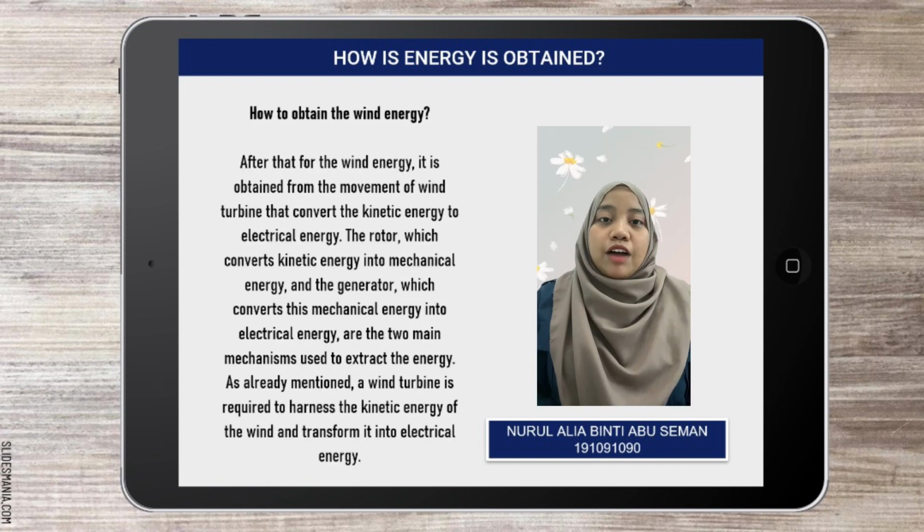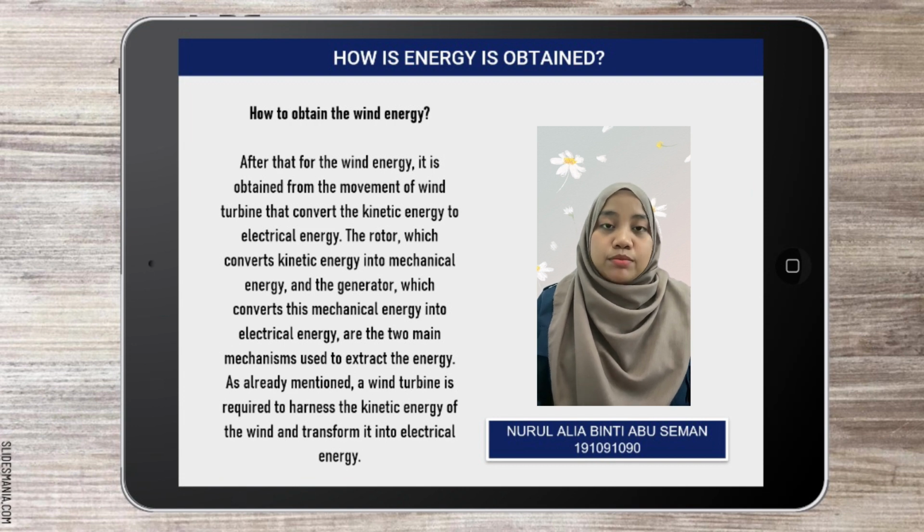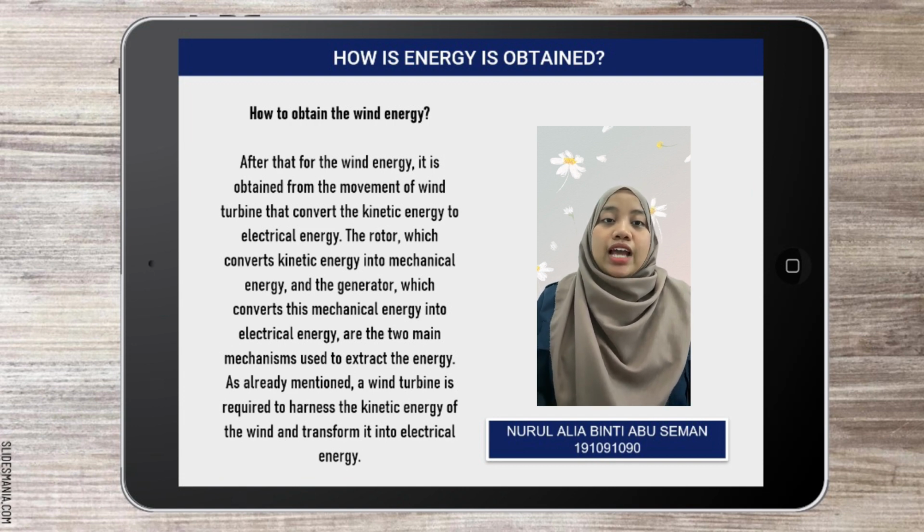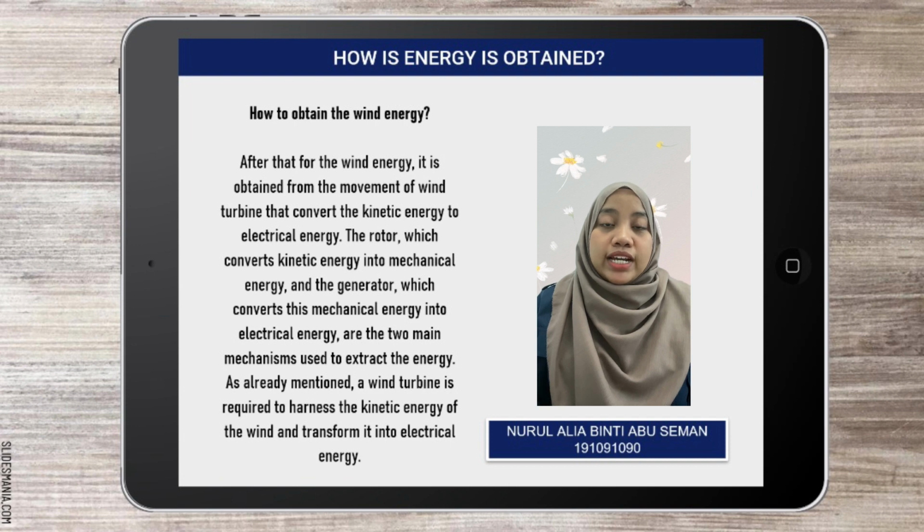After that, wind energy is obtained from the movement of wind turbines that convert the kinetic energy to electrical energy. The rotor converts the kinetic energy into mechanical energy, and the generator converts this mechanical energy into electrical energy. These are the two main mechanisms used to extract the energy.